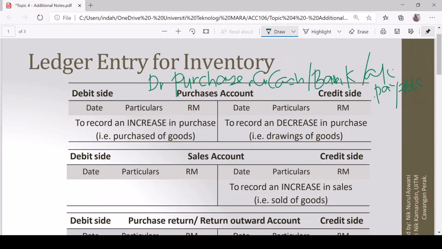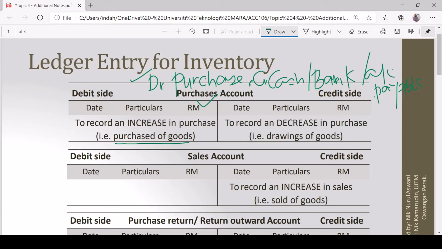So what I want to focus on here is the purchase account. This is what happened: you debit purchase, meaning that you open a purchase account. So yes, we have a purchase account. And then you record the purchase of goods on the debit side, to record an increase in purchase, that is purchase of goods. In the purchase account, we may also record a decrease in purchase.